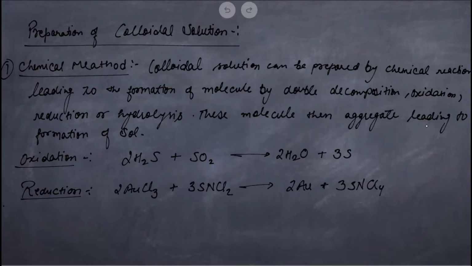For example, in oxidation, sulfur is oxidized, and in reduction, Au is getting reduced to Au.